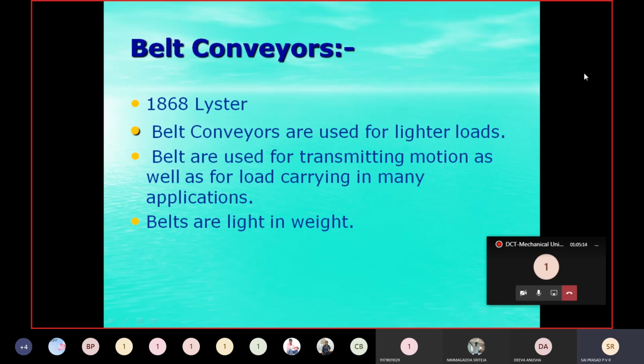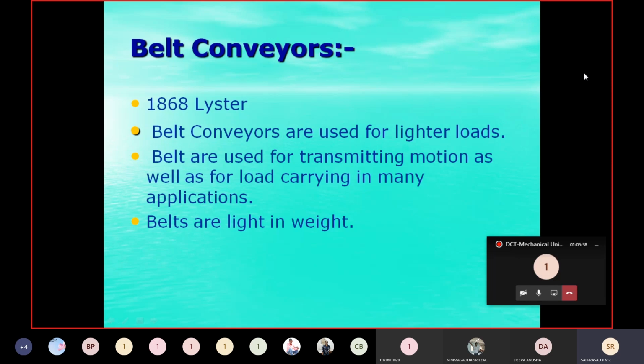So the application of belt conveyors for conveying is almost restricted. It is used only for the transfer of torque, your twisting moment, unit is Newton meter, from one point to another point, so that we transfer the rotational energy to some other energy where we can use it for a purpose.